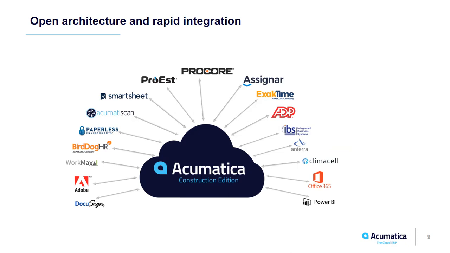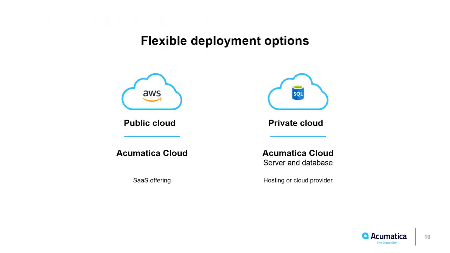Acumatica's open architecture facilitates rapid integration with best-of-breed solutions such as Procore, ProEst, DocuSign, Office 365. Acumatica also includes flexible deployment options. You can deploy in the public cloud or you can elect to deploy in a private cloud depending on your business needs. And you're not locked into your initial decision. You can move between those two options without any penalty.